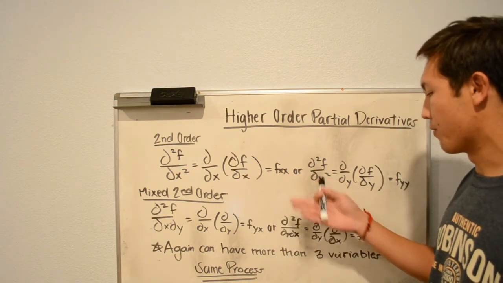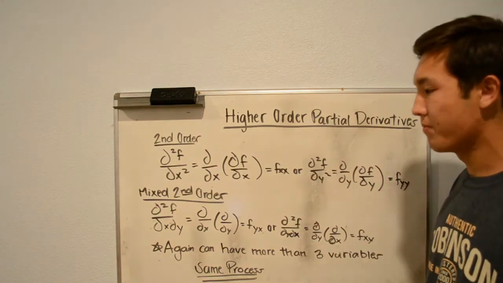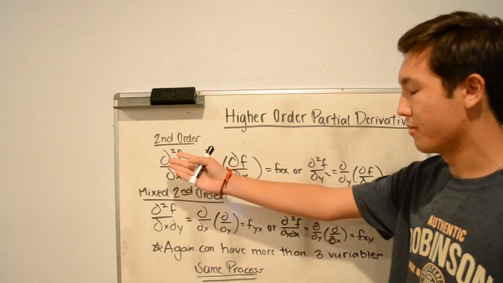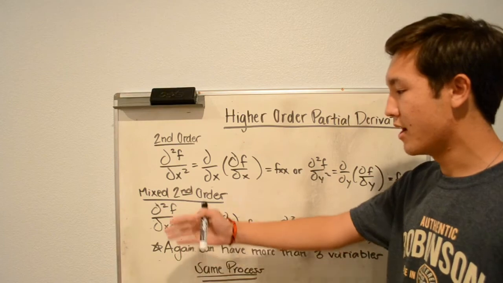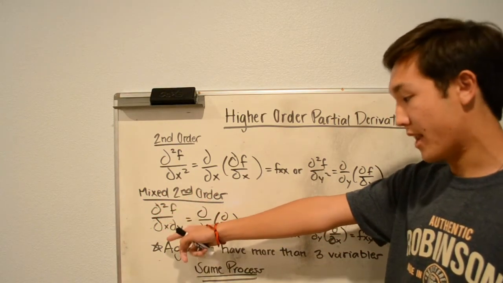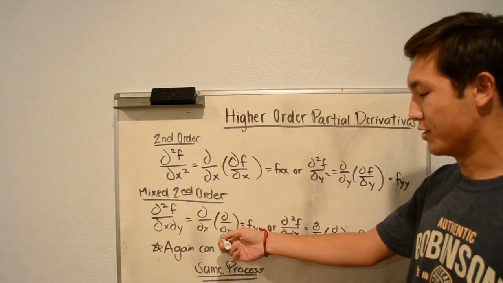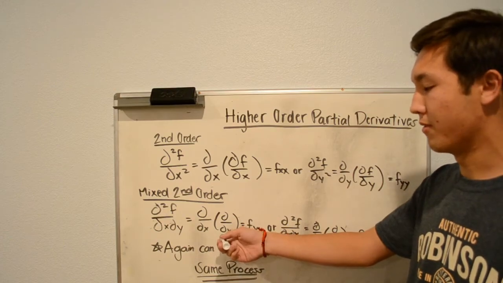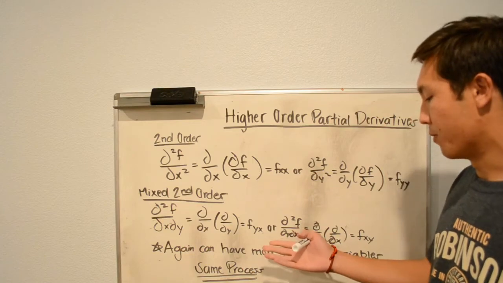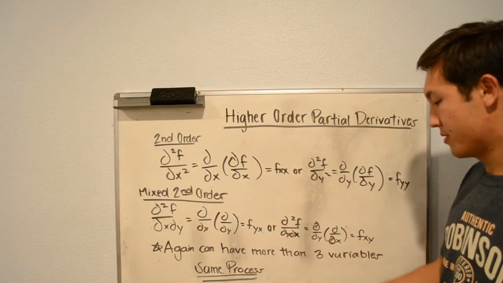And if you want to do it for y, it's the same as that, however, it will be in terms of y. Next, we have the mixed second order, which, as you can see, is similar to the one up here. However, it is the second derivative of the function in terms of y first, then x. So for this, you're going to take the partial derivative of y, and then what you get there, you're going to take the partial derivative in terms of x, which will give you f of yx.